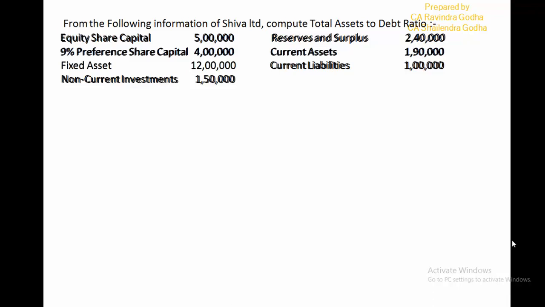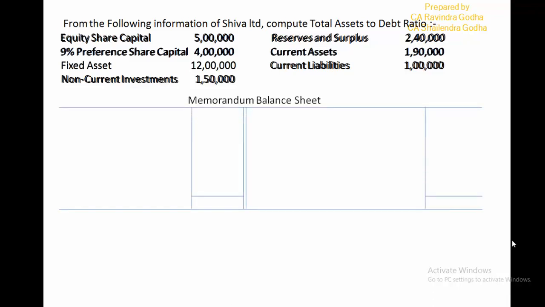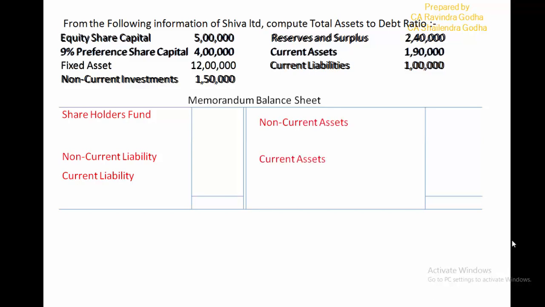To find hiding items, we may apply the relationship of two contents or we may prepare a memorandum balance sheet. In this question, I am explaining it by a memorandum balance sheet. And we know that the contents of the liability part are shareholders fund, non-current liabilities, current liabilities in the equity and liability part, and in the asset part, non-current assets and current assets. First item given is equity share capital. It is content of shareholders fund. 9% preference share. It is also a content of shareholders fund.